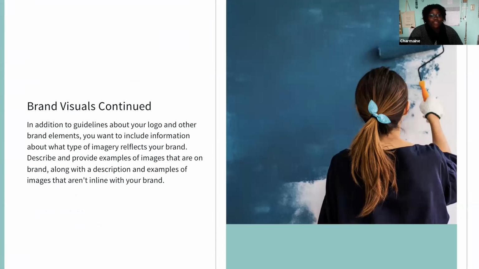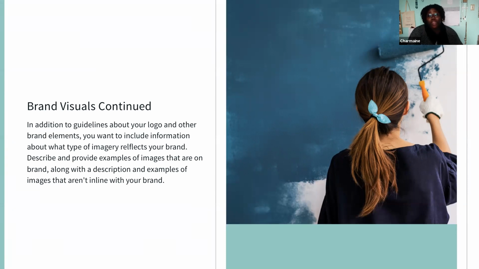So in addition to guidelines about your logo and other brand elements, you want to include information about what type of imagery reflects your brand. So describe and provide examples of images that are on brand, along with a description and examples of images that are not in line with your brand at all, right? So for me, because I'm in marketing and social media and business, we share a lot of stock photos of laptops and iMacs and iPhones and things like that, because it relates to who we are and what we do. We share a lot of pictures of women because we work with a lot of women in our company. And those are things that we curate for our social media.